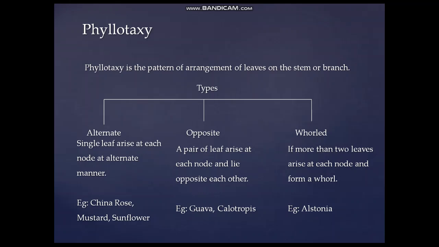In case of alternate, a single leaf arises at each node in an alternate manner. Example, China rose, mustard and sunflower. In case of opposite, a pair of leaves arises at each node and lies opposite to each other. Example is guava, calotropis. Whorl means more than two. If more than two leaves arise at each node and they form a whorl, example is Alstonia.